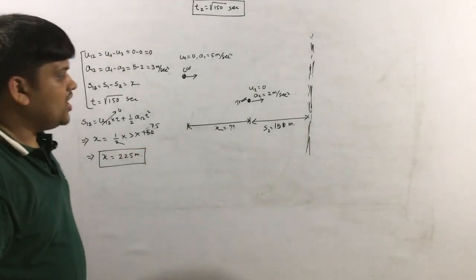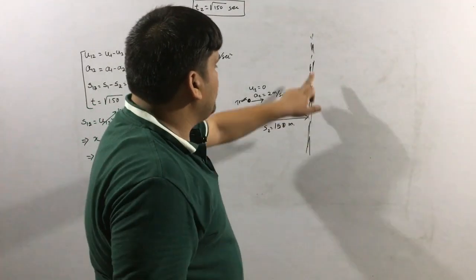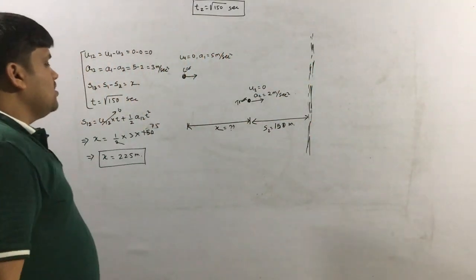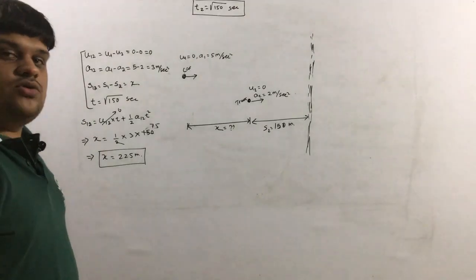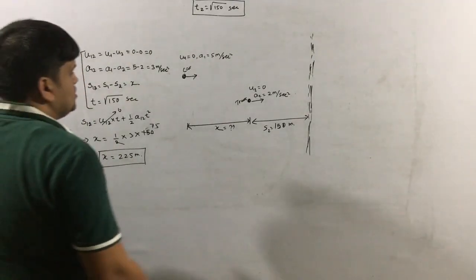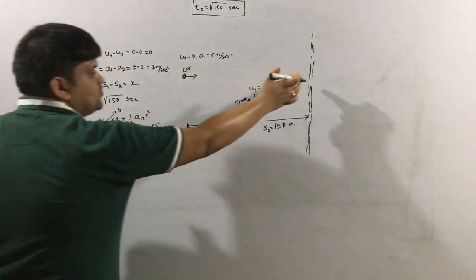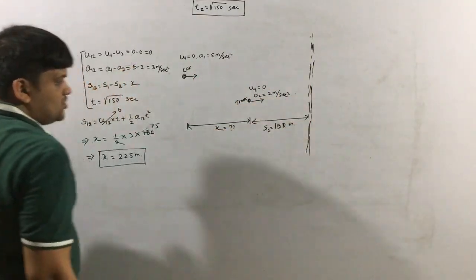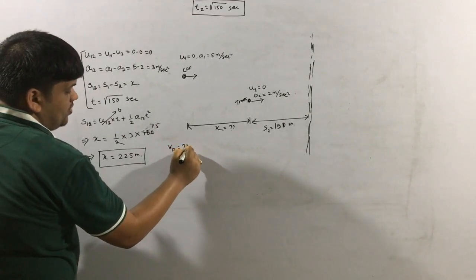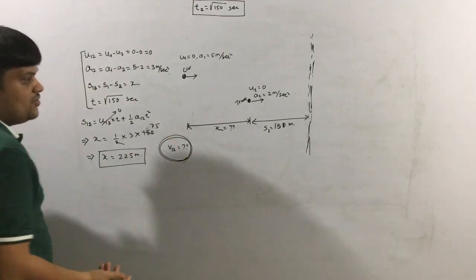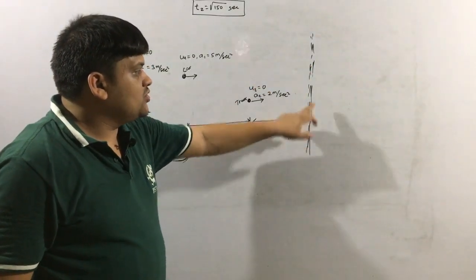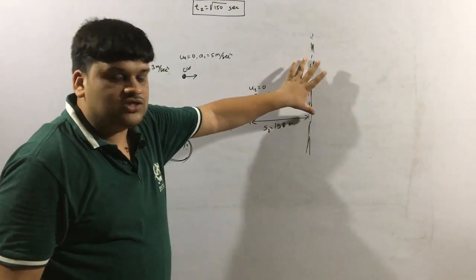Okay, now the third part: at this point when the car overtakes the truck, what was the relative velocity of the car with respect to the truck? Now how to find that? You just find the v at this point. What is the value of v12? That is the question. If you find v12, what is v12? It is the velocity of the car with respect to the truck at the final point, or at this point.